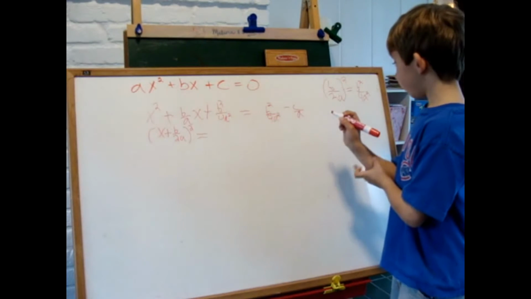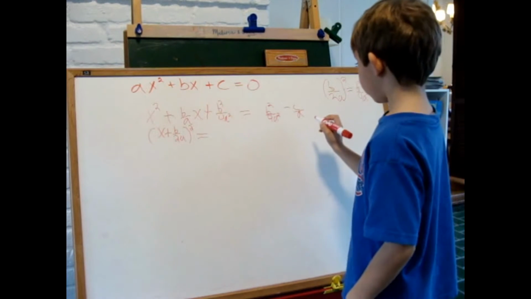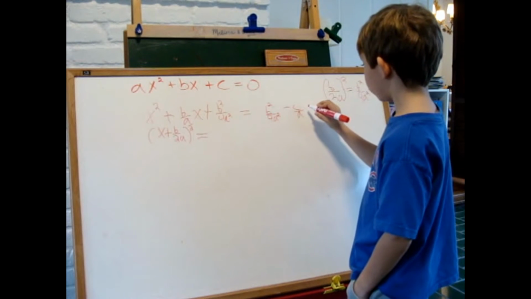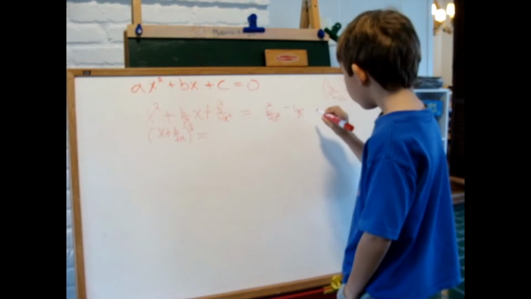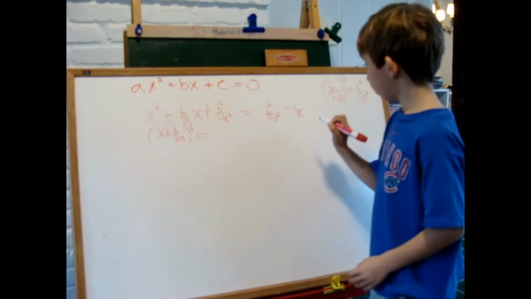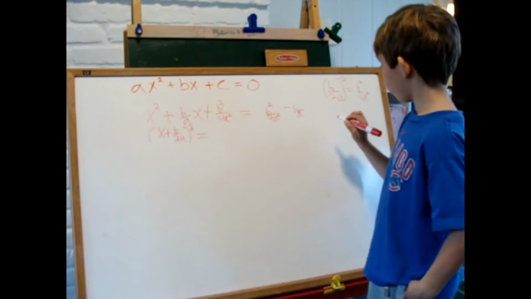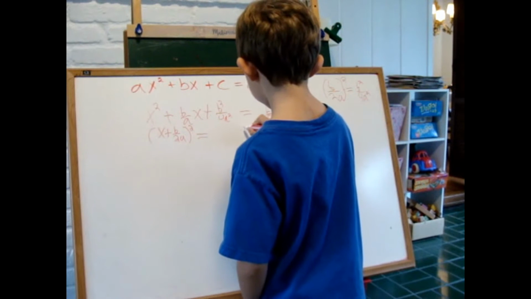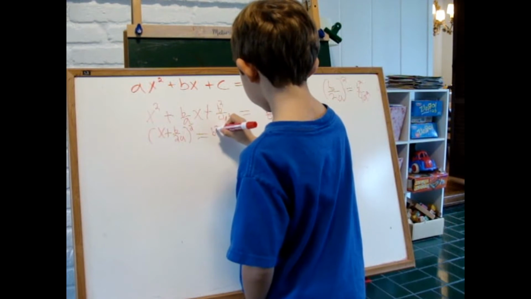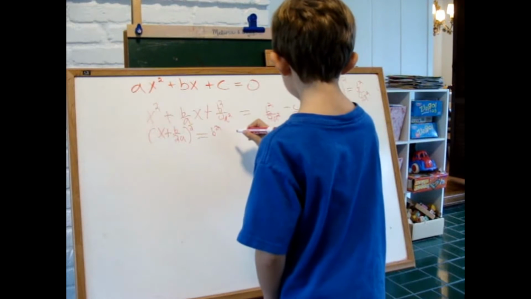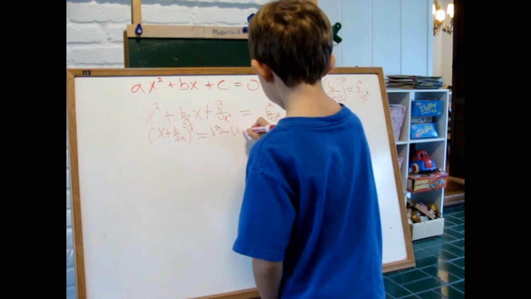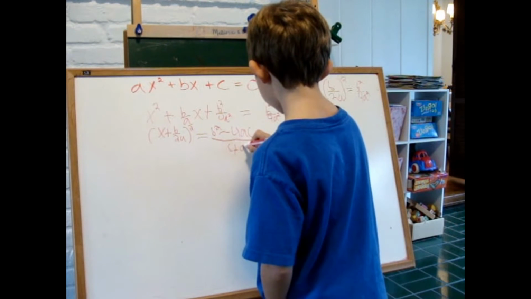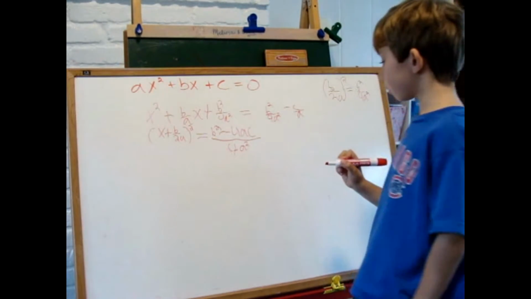To combine it, we need common denominators. In order to make common denominators, we multiply top and bottom of negative c over a by 4a over 4a. So we get b squared minus 4ac all over 4a squared.